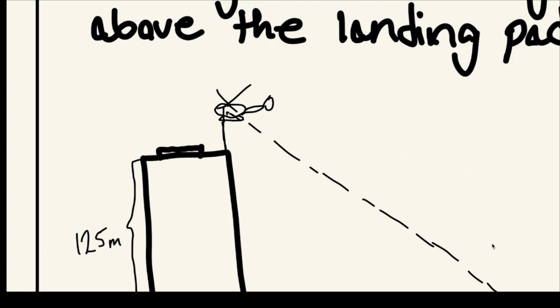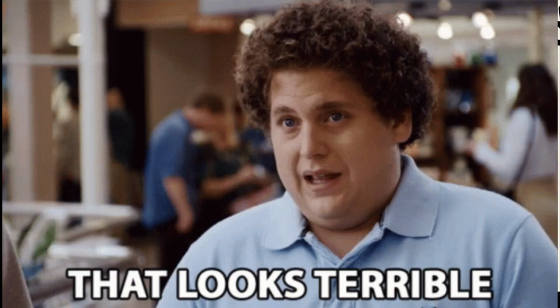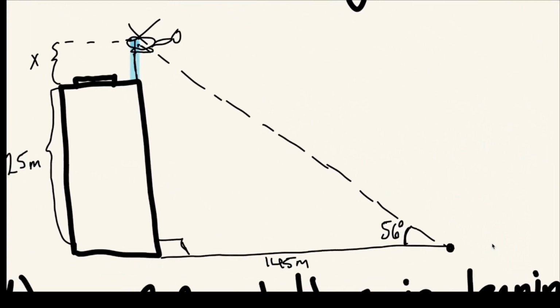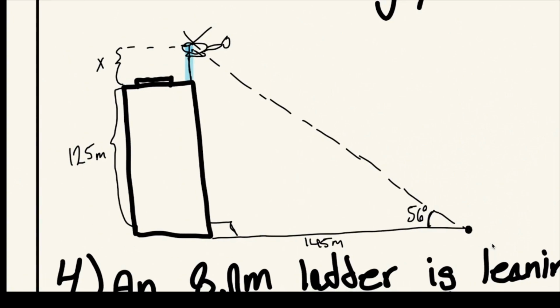So we know the building is 125 meters tall, and we have to figure out this distance. We have to figure out this distance, because that's where the helicopter is, and we don't know what that distance is because it's hovering over the building. So we'll label that as X. We have to find this part right there. Now, what can we do?